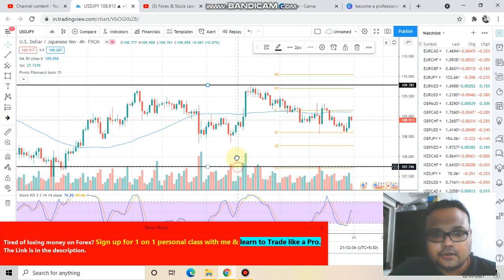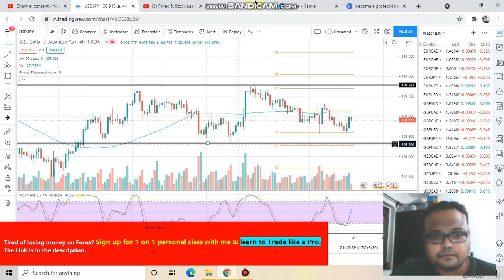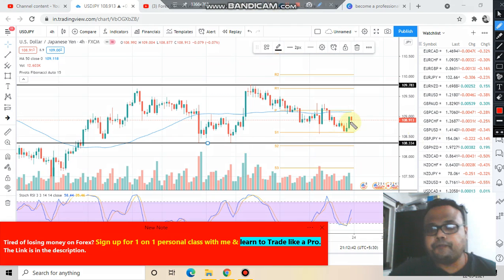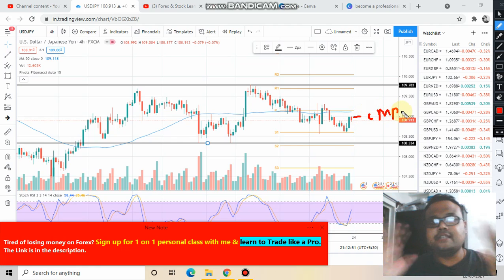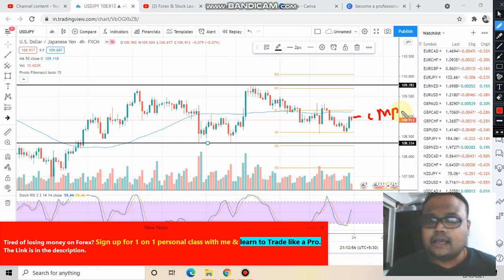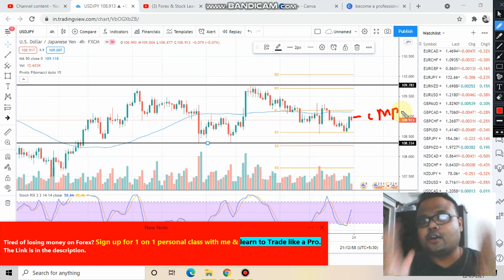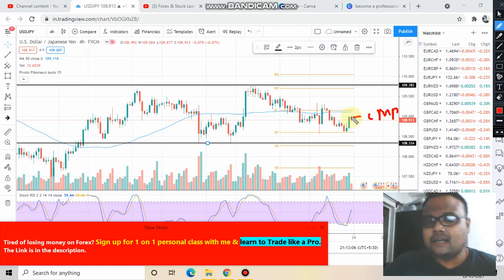As you can see here, right now the market is trading at 108.91. This is the current market price. As I always say, we should always look for the area of value so that our risk to reward ratio matches. And do not compromise with the trading discipline at any cost. Right now you can see that the price is kind of in the middle, so our risk to reward ratio does not match.